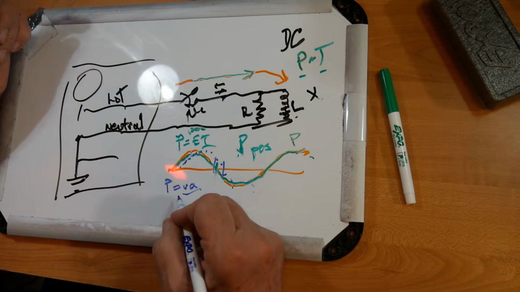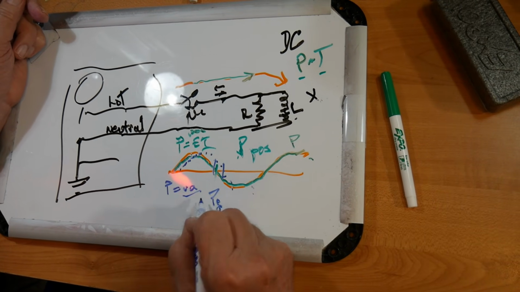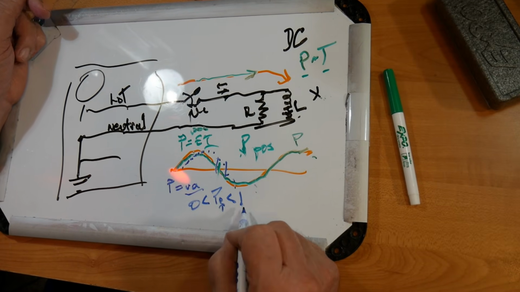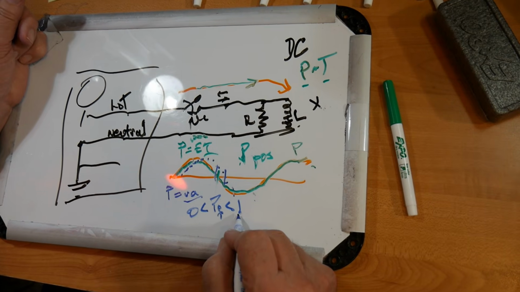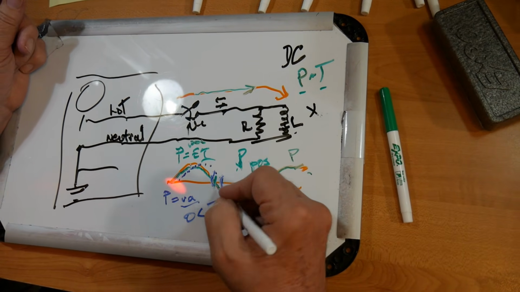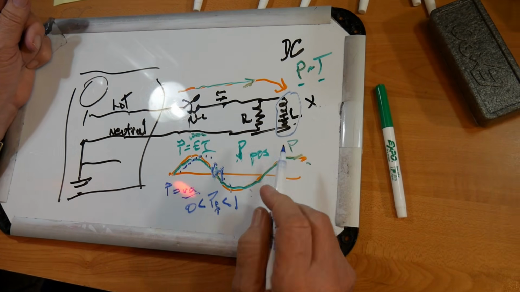You've probably heard this before. And then there's something called the power factor, which is between 0 and 1. The idea is we want the power factor to be as close to 1 as possible. If it's less than 1, that means there's an out of phaseness in here, and that comes from the inductive loads in our house.